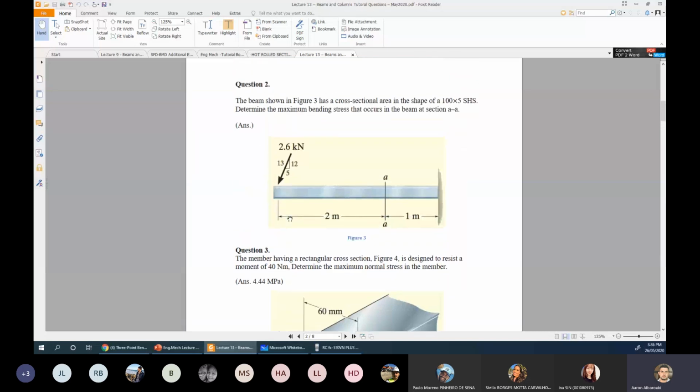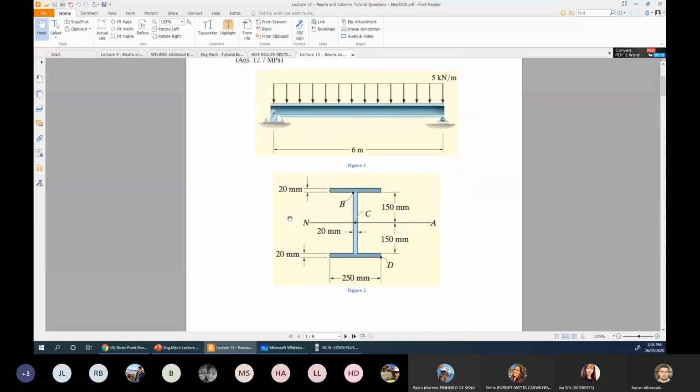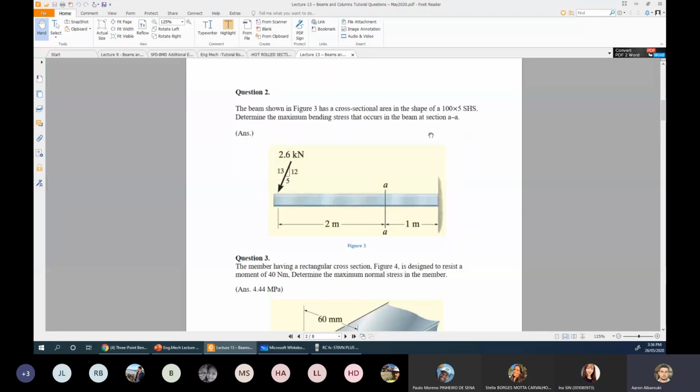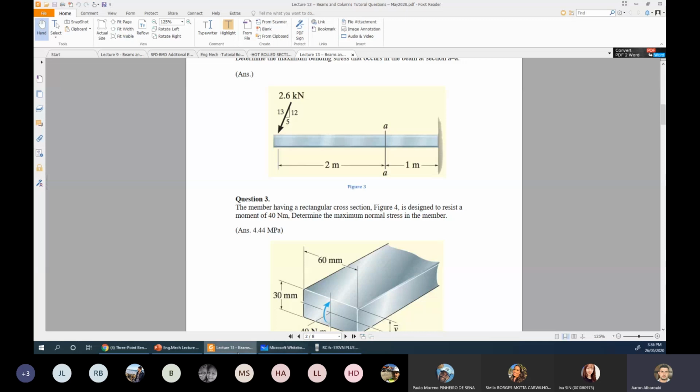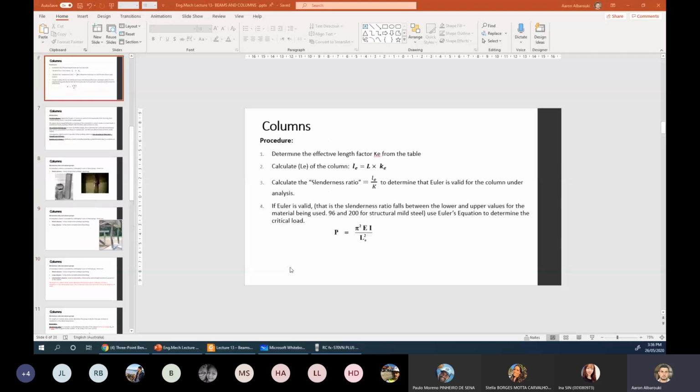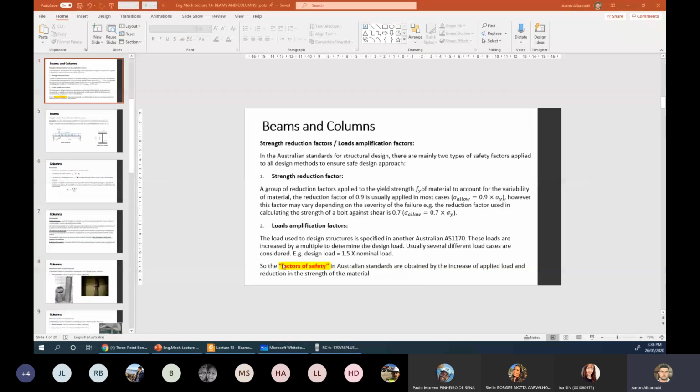All good, guys? They are very similar to what we discussed. Have a quick look at the lecture notes that we've got here. Try to read through these safety factors comments. And if you have any questions, please send me something.